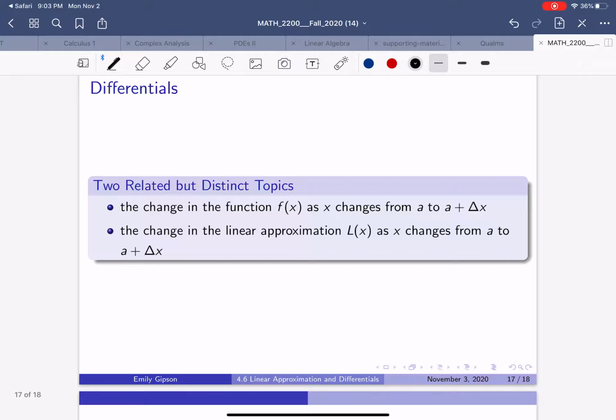Now, there's two related but distinct topics that we need to make a little bit clearer. We need to make them a little bit more precise. And that's the change in the function f of x as x changes from a to a plus delta x, which is different than the change in the linear approximation, L of x, as x changes from a to a plus delta x. So this is just saying that our function is not the exact same thing as our linear approximation. They're similar, but very different.